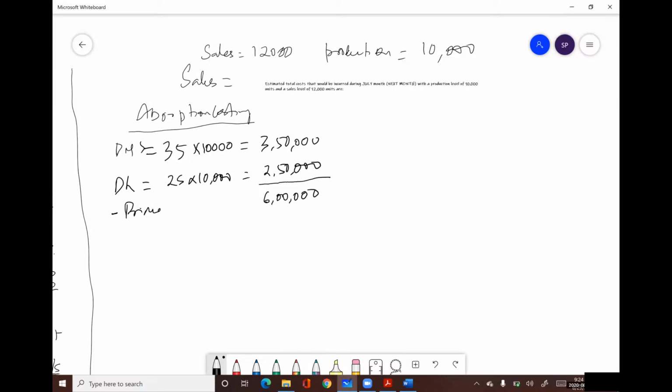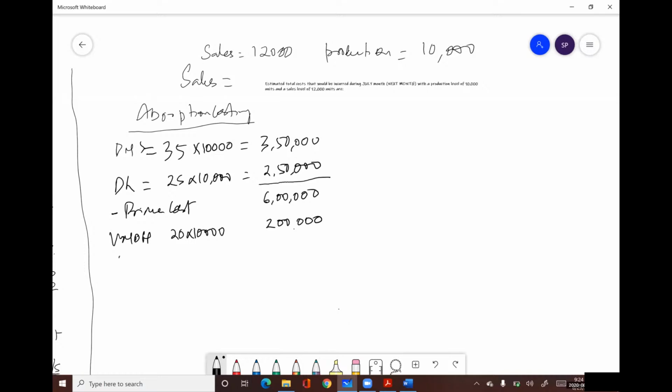Then variable manufacturing overhead. 20 into 10,000. How much is that? 2 lakhs.